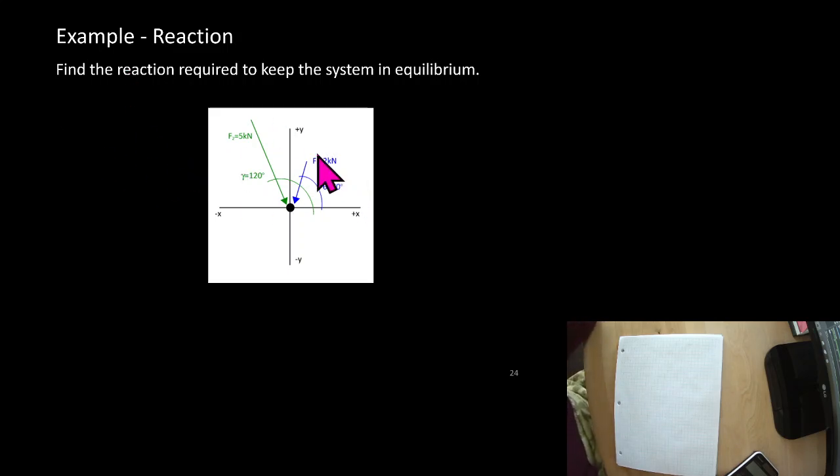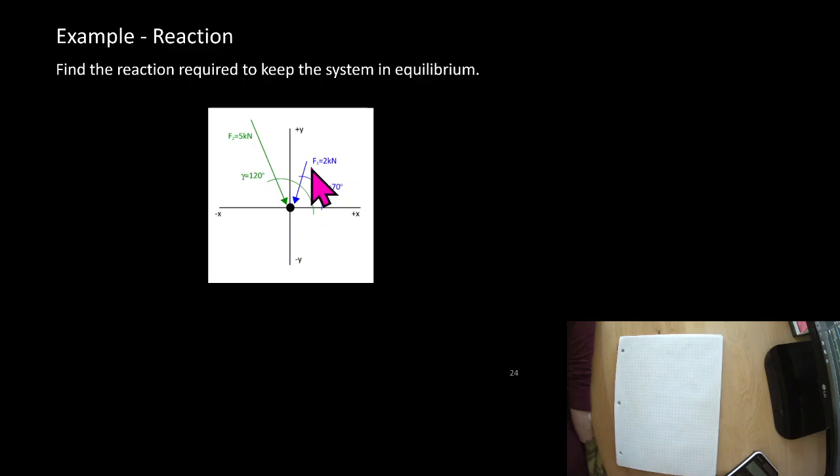Our vectors are in kilonewtons, so they're forces, and we want to know what reaction is required to keep the system in equilibrium here. So we're going to break it down into x and y components and then figure out what it takes to keep this thing in equilibrium, or to make sure that the sum of the forces in that direction equals zero. So we need to start by breaking this up into x and y components.